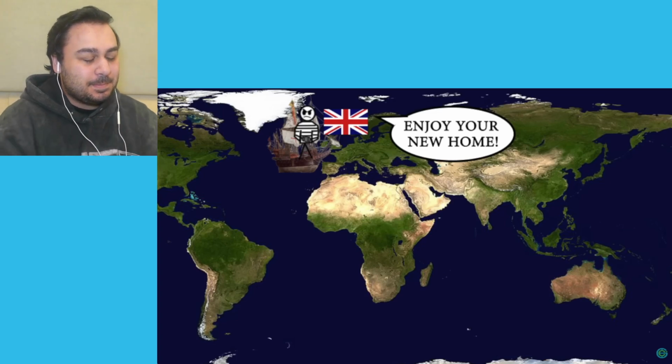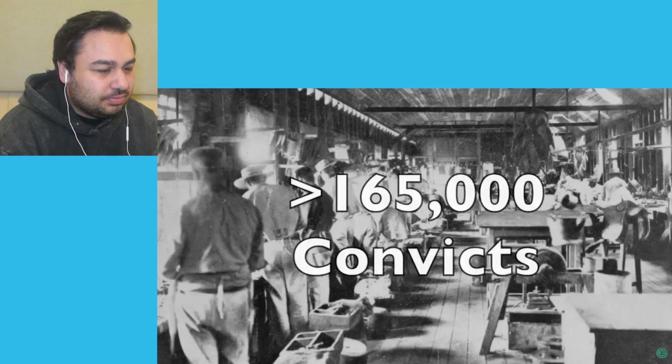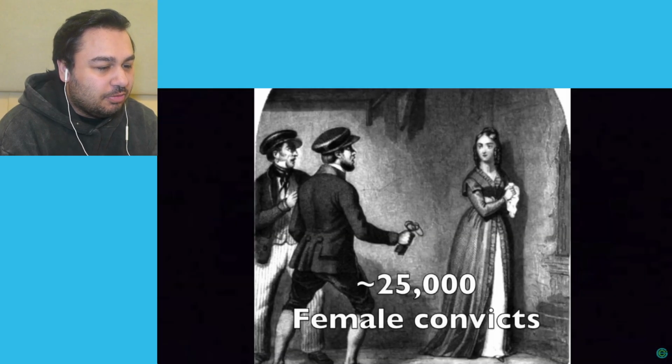True. Yes, during the early years of Australia's colonization from the UK, droves of convicts were sent to penal colonies in Botany Bay, which is now in present-day Sydney. Over 165,000 convicts, 25,000 of which were women, were sent over the course of 80 years. That's quite a lot for back in the day.